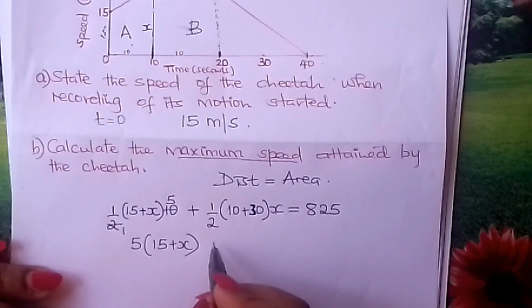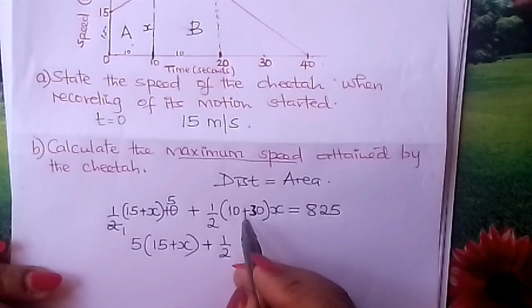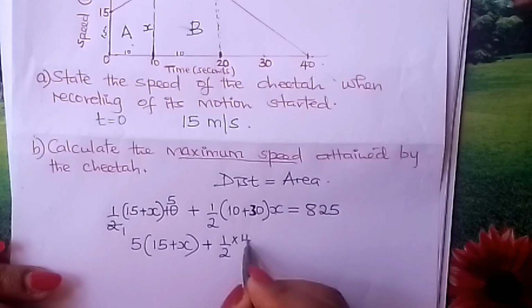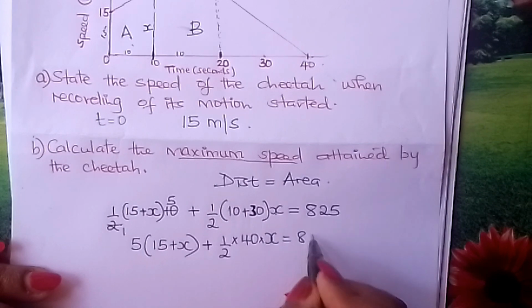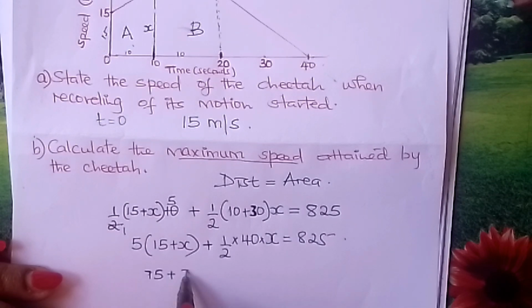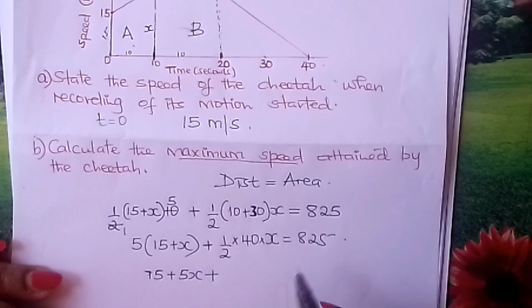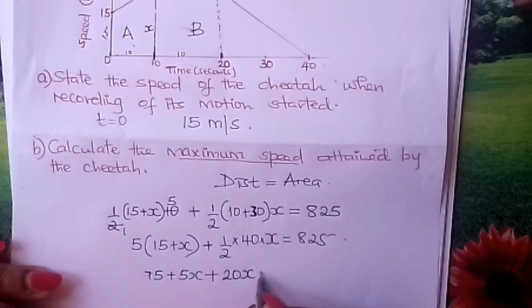I hope you can see that. Plus what, Lana? This is a half of what? A half times 40, and then times x, which equals 825. So we remove these brackets: 75 plus 5x plus a half times 40, which is 20, so 20x. It's a matter of now being accurate here.